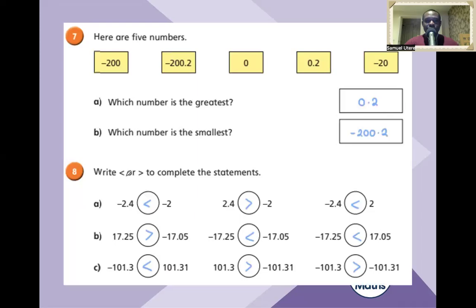Here, write less than or greater than to complete the statements. And here they are. By now, you know how to use these symbols. You know how to rank negative numbers. You know their order of size when you just look at them.